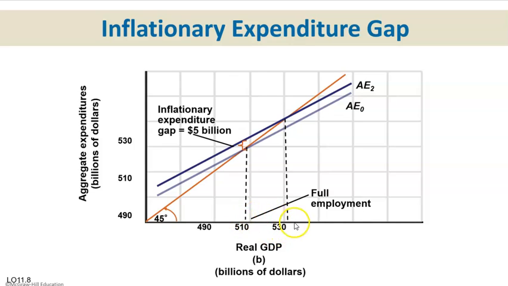And if you compare these two numbers, so our full employment GDP is 510, our new equilibrium GDP is 530. The difference between the two is 20 billion. So we have a GDP gap of 20 billion, and we have an inflationary expenditure gap of 5 billion. And we can tell it's inflationary because the equilibrium GDP is higher than the full employment level of GDP. So GDP is too high, that means it's an inflationary gap.